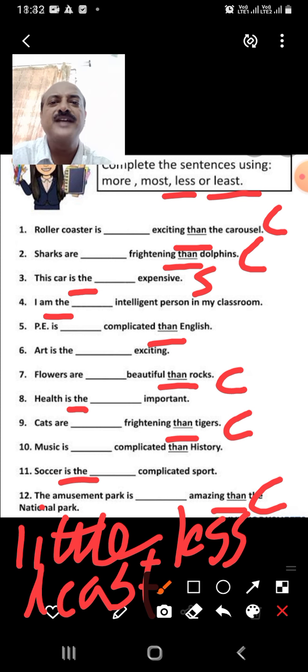So these were some examples of more and most, when we use than and the, and how we use more and most. So just remember students, when three or more vowels are there in a word, we use more in comparative degree and most in superlative degree.